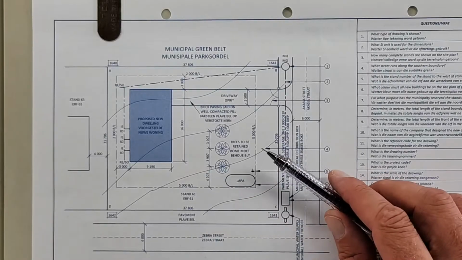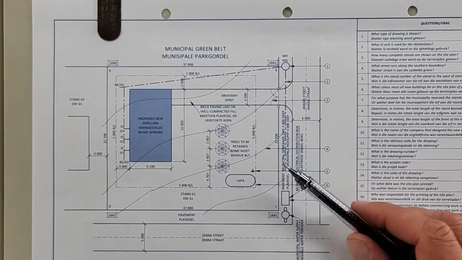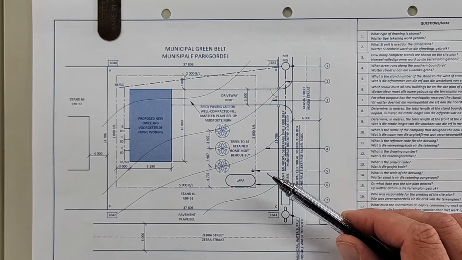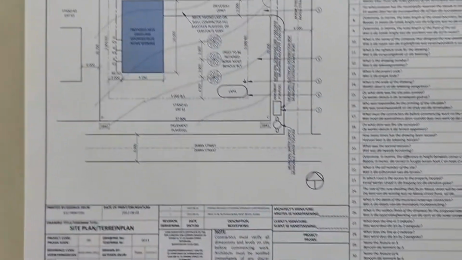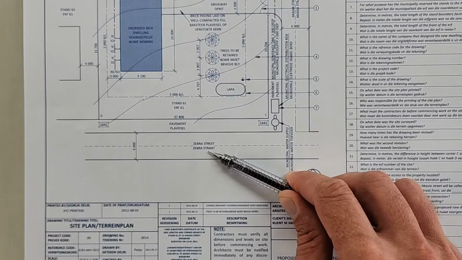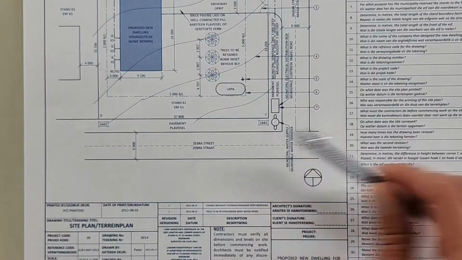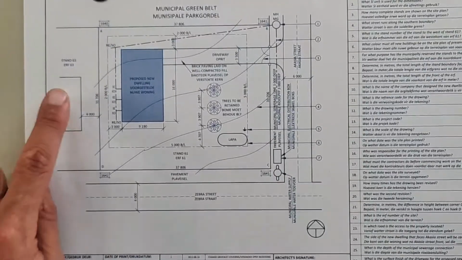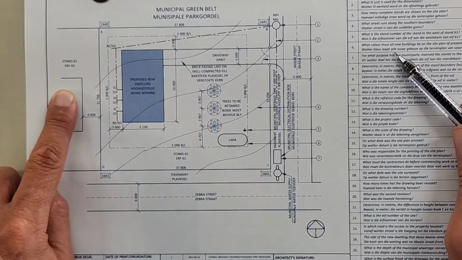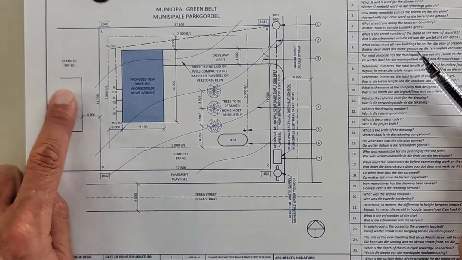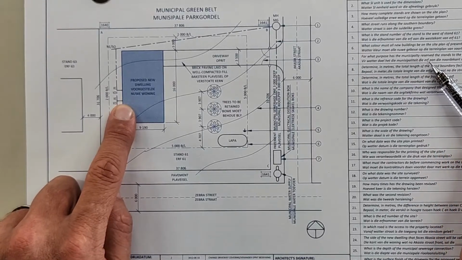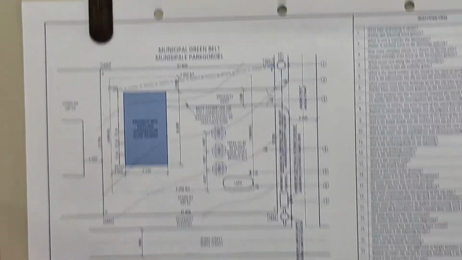How many complete stands are shown on this site plan? Only one. Good one. What street runs along the southern boundary? There we go. We've got our north arrow. It's Zebra Street here. What is the stand number of the stand to the west of stand 61? It's this one here, stand 63. Good one. What color must all new buildings be on a site plan? Yes? Red. Thank you.